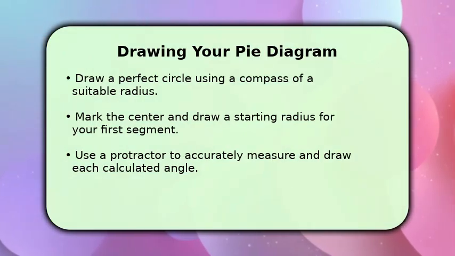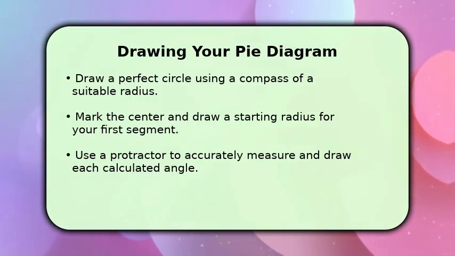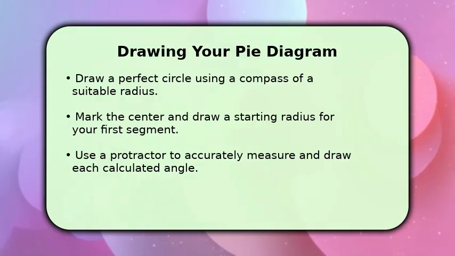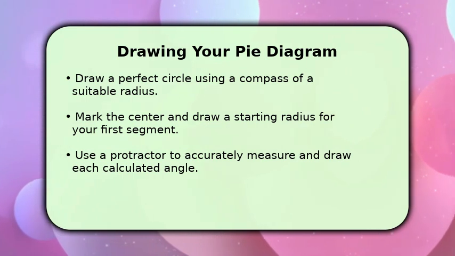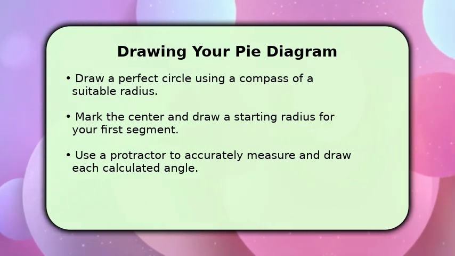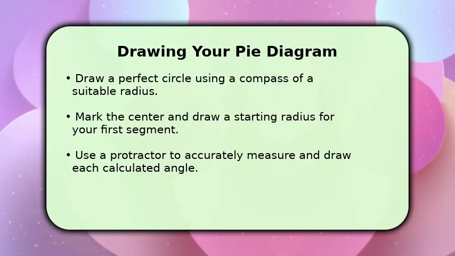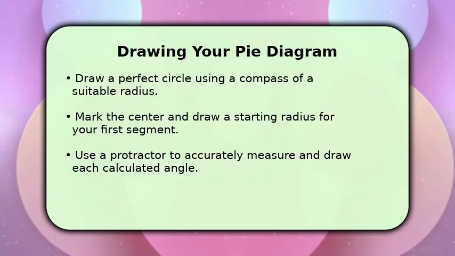Now, let's draw the diagram. Begin by using a compass to draw a perfect circle of a reasonable size. Mark the exact center point, then draw a straight line from the center to the circle's edge. This is your first radius. Next, use a protractor to carefully measure and draw each calculated angle, starting from your initial radius. Draw a new radius for each segment.